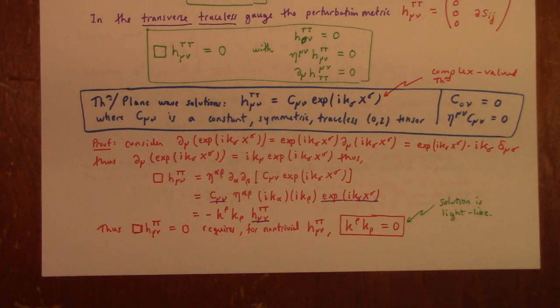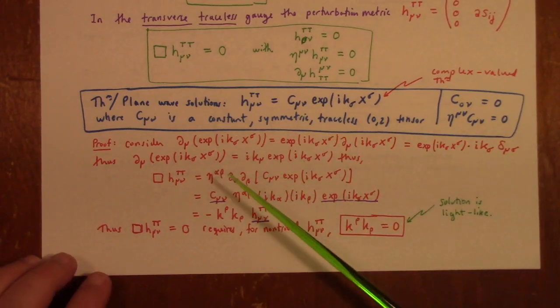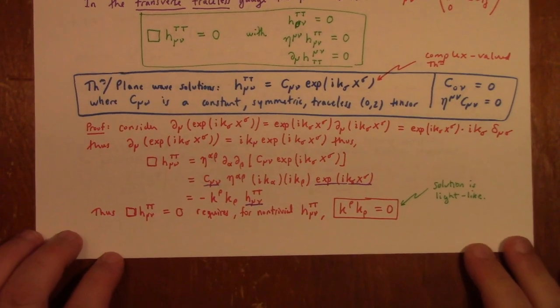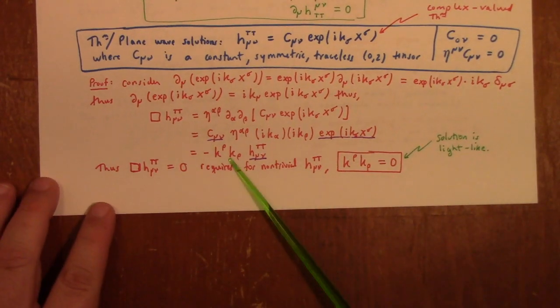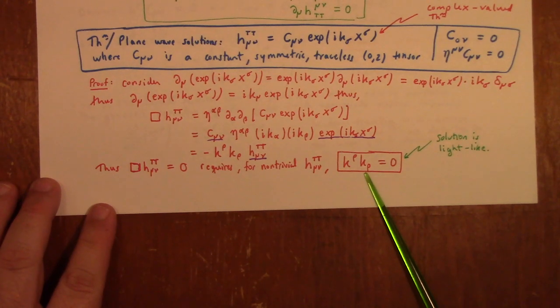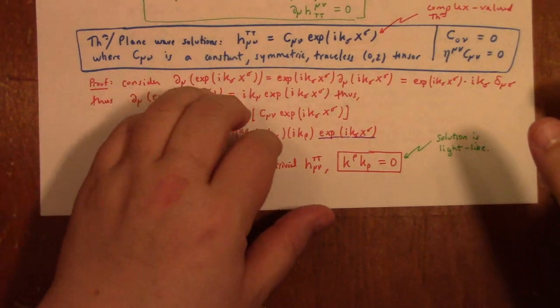So we have the alleged solution times something is equal to the D'Alembertian, and so if this is going to be 0, either you need this to be 0 or that to be 0, but we don't want that to be 0. For non-trivial solutions, we'd need this to be 0. In other words, the wave vector is light-like. So that's pretty cool. The natural solution here to the linearized gravity problem, which we'd understand to be gravity waves, they travel at the speed of light.